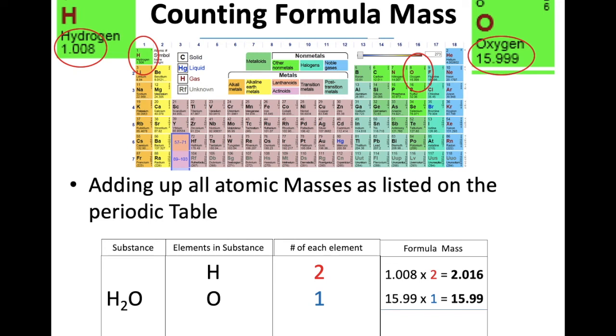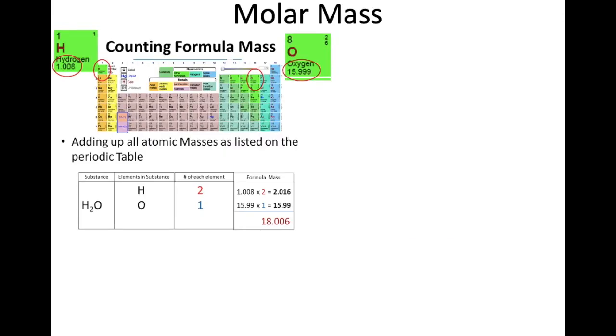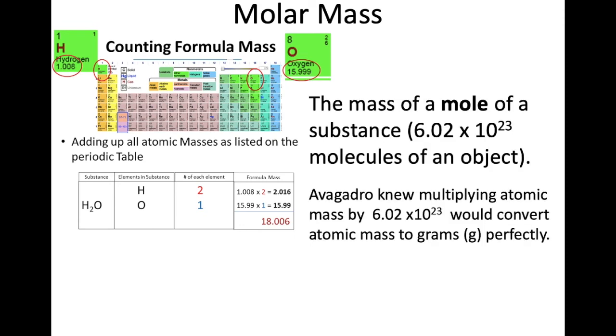My last step is that I'm going to add up both masses together to get my total formula mass, which is going to be 18.006. This gives us something called a molar mass. So again, the mass of a mole of a substance, we know that 1 mole is going to be equivalent to 6.02 times 10 to the 23rd molecules of whatever substance we're looking at.